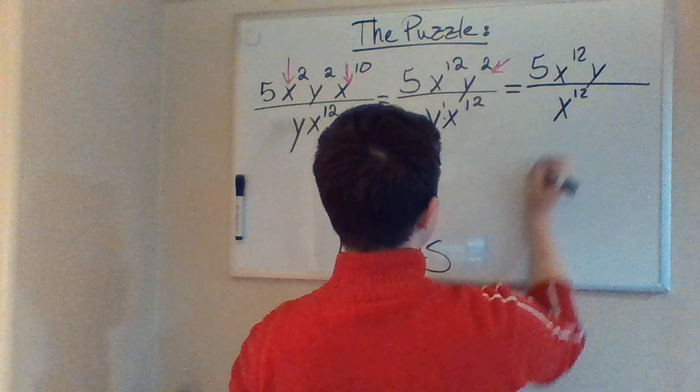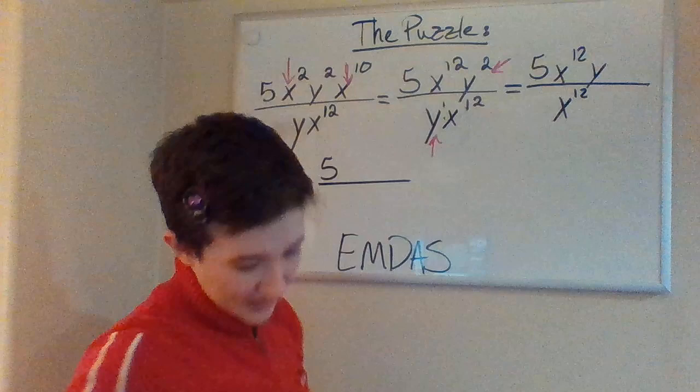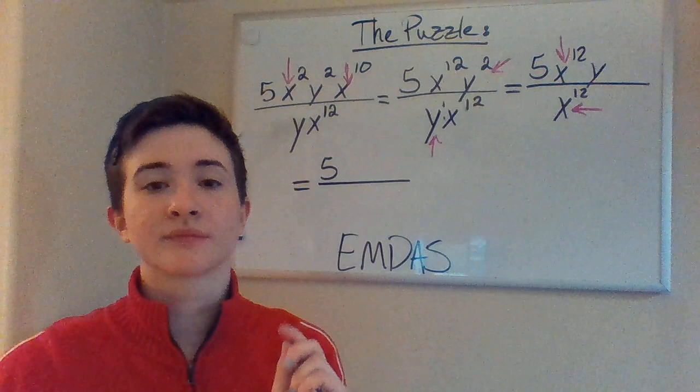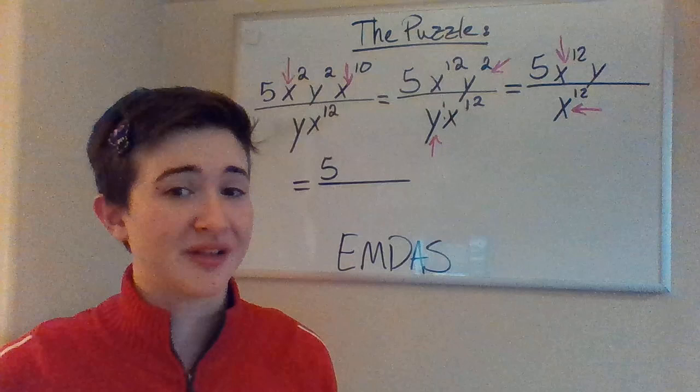Now maybe you guessed the next part. Now, pick up my pink marker. It's too late in the day to be bending over. Okay. I have 12 x's on top and 12 x's on bottom. If I was to expand that out and cross them all out, how many x's would I be left with?